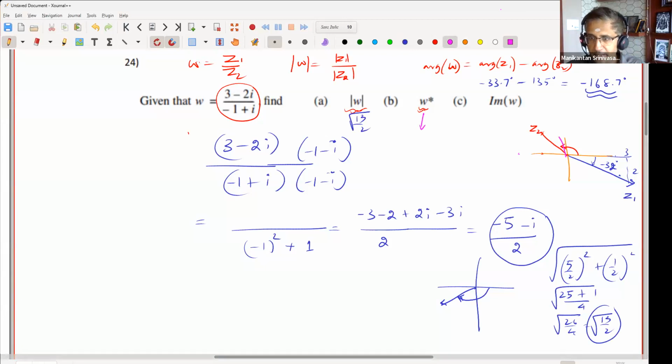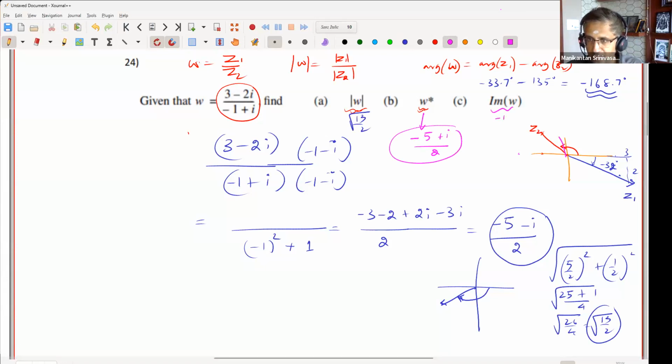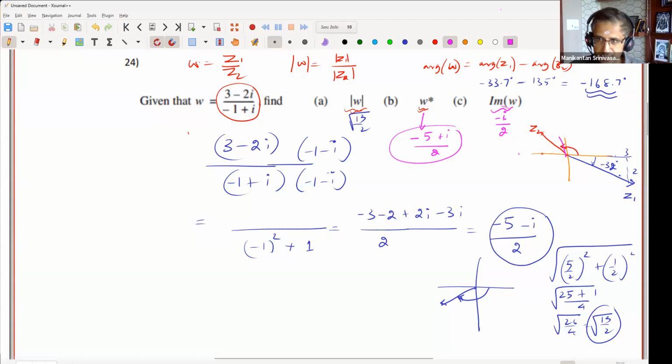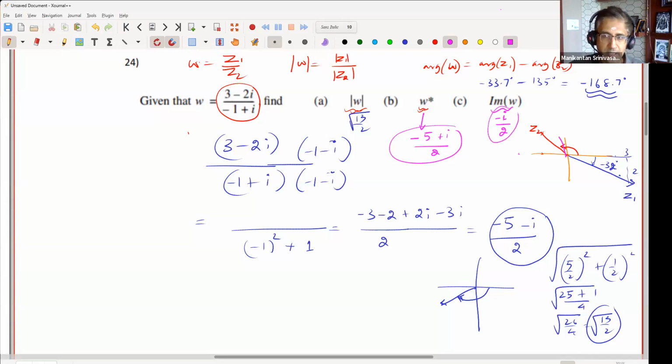Okay, so W star will be the exact conjugate of this. We just saw W was minus 5 minus i by 2. Therefore, it will be minus 5 plus i by 2. That's W star. And imaginary part of W is minus i by 2, from minus 5 minus i by 2, right? Sometimes people ignore the i. They just say minus half. They'll assume the imaginary part includes an i built into it. So the conventions might vary. If your school enforces including the i, just say that. So minus i by 2 is technically the imaginary part.